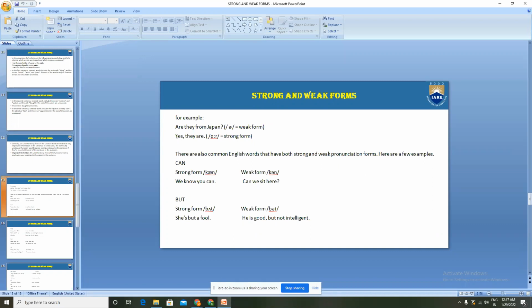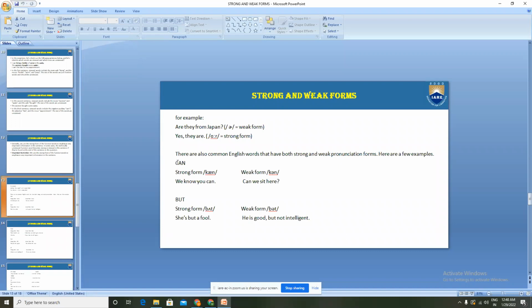Next is, yes, they are. Here we make this are strong because it is at the end of the sentence and we have to emphasize it. Yes, they are from Japan. We just say, yes, they are. Yes, they belong to Japan.